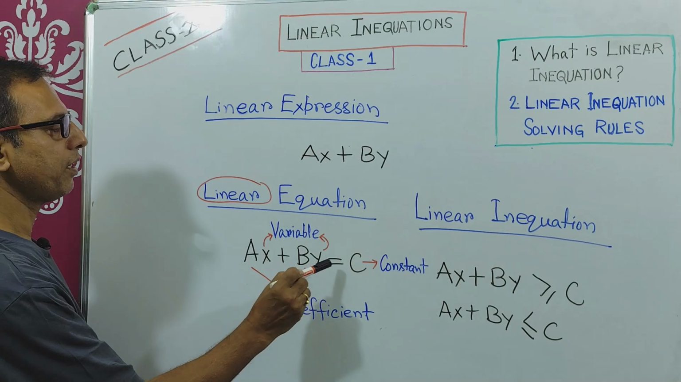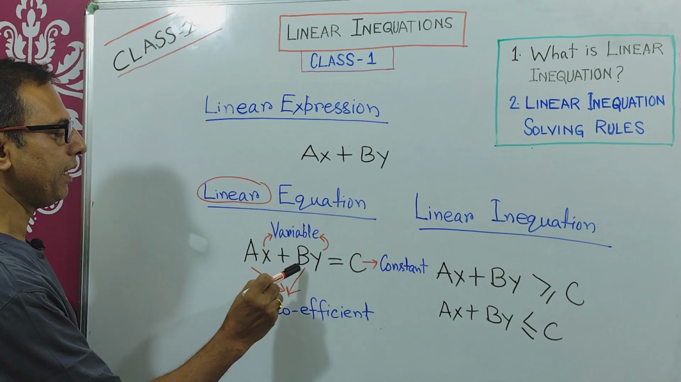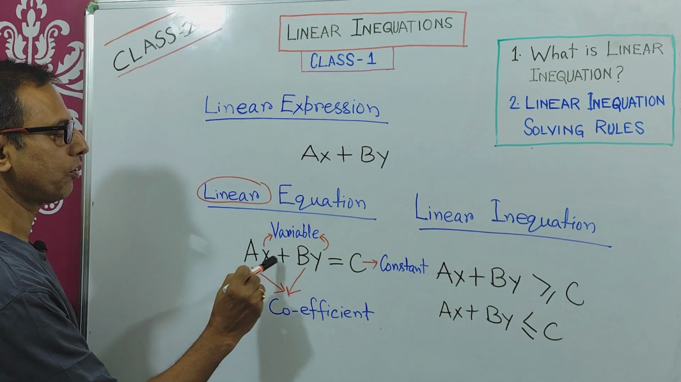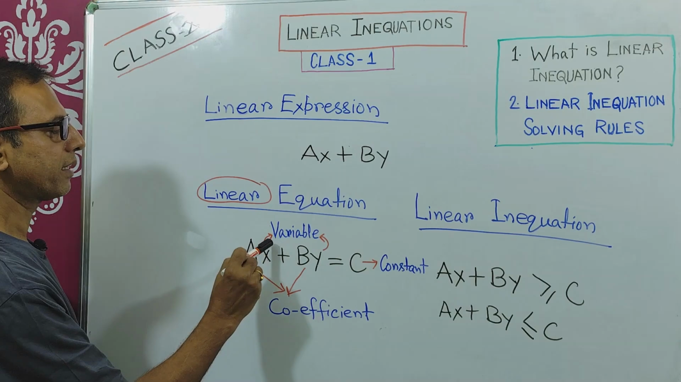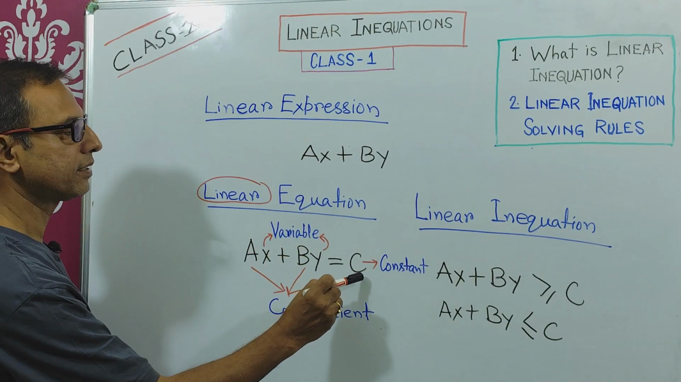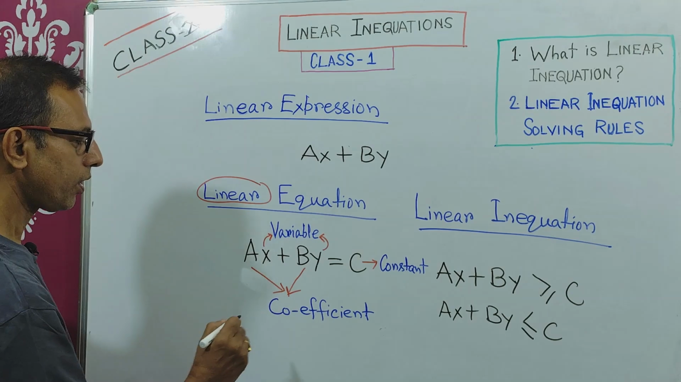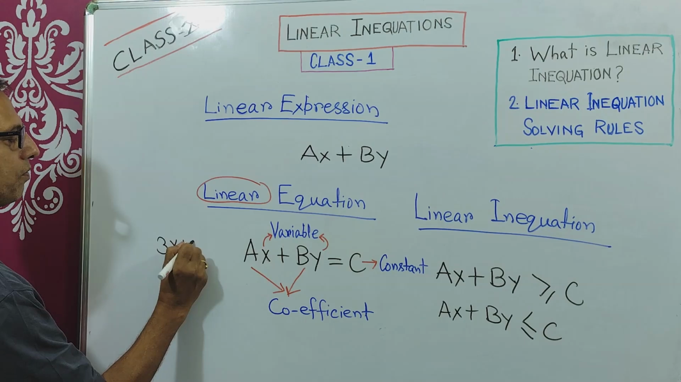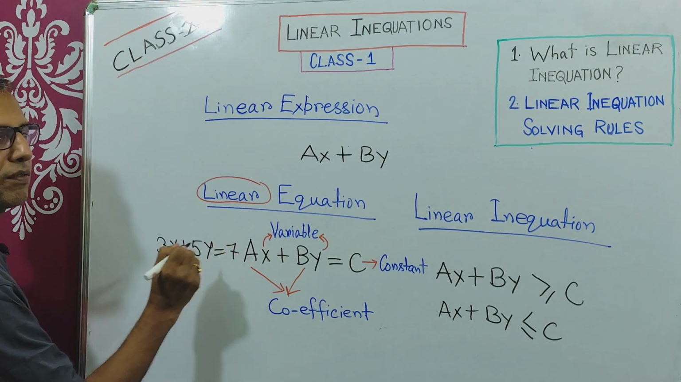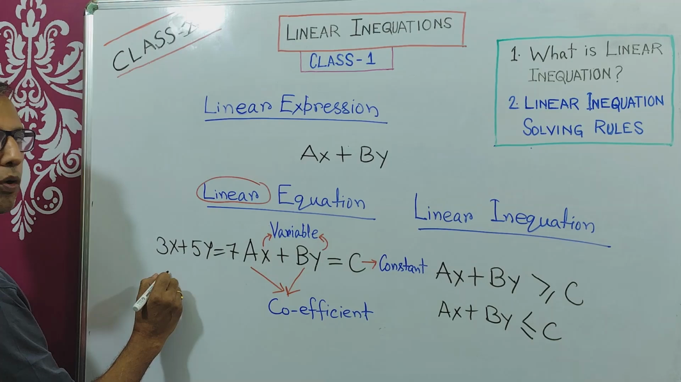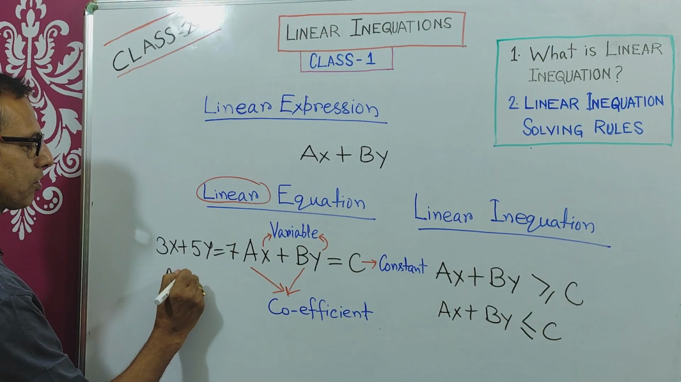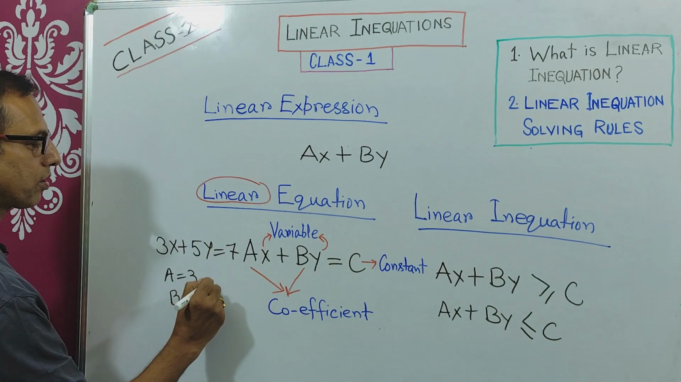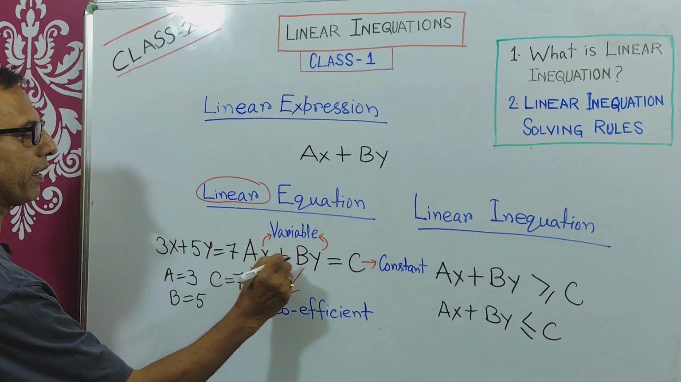So ax plus by equals to c. a and b are the coefficients. a is the coefficient of variable x, and b is the coefficient of variable y. There are two variables, x and y, and equals to c. c is the constant term. So if we say 3x plus 5y equals to 7, that means here the coefficient of variable x, a equals to 3, the coefficient of variable y, b equals to 5, and the constant term c equals to 7.